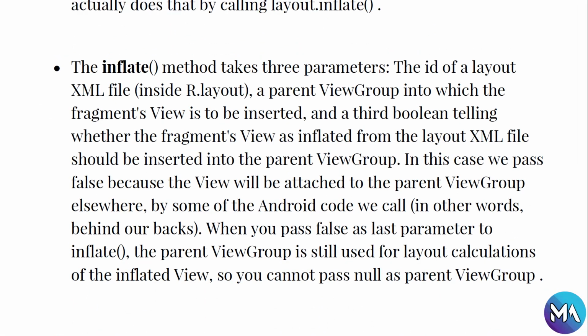The inflate method takes 3 parameters: the ID of the layout XML file inside the R layout, a parent view group which is where the fragment's view is to be inserted, and the third, a boolean telling whether the fragment's view as inflated from the layout file should be inserted in the parent view group. In this case, we pass false because the view will be attached to the parent view group elsewhere, by some of the Android code we call, in other words, behind our backs.